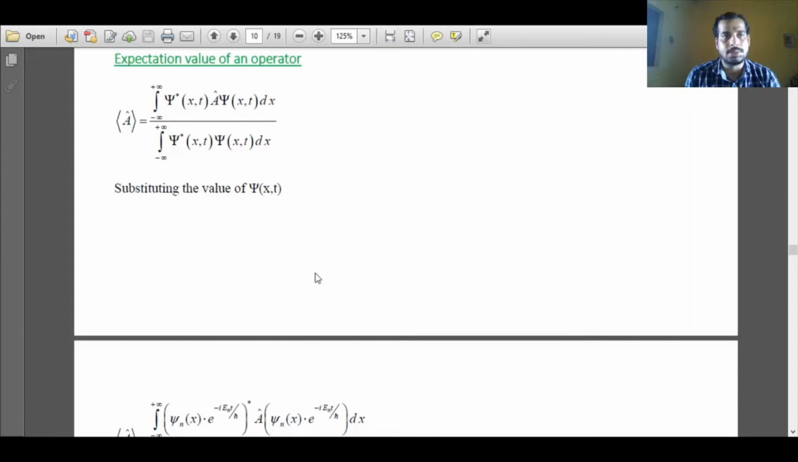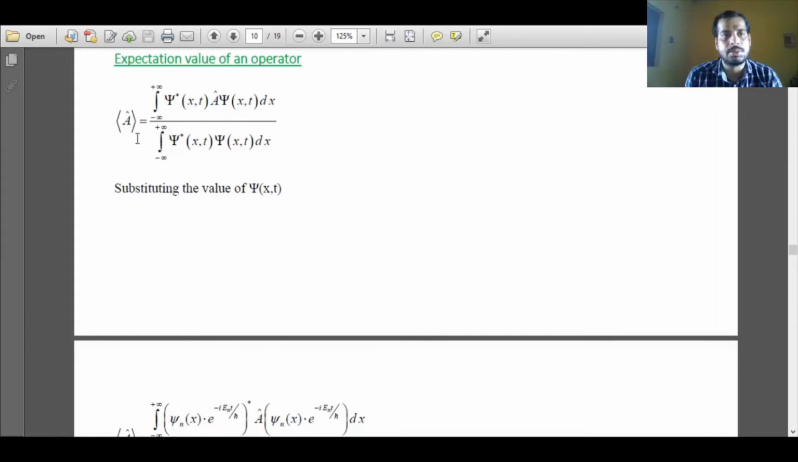So the expression for the expected value that we studied in the postulates of quantum mechanics is the expected value of an observable A. Suppose the operator corresponding to the observable A is A. So the expression is the integral of psi star, A acting on psi, the wave function, dx, over the integral of psi star psi dx. If the states or the wave functions are normalized, the denominator will be equal to 1, because it is essentially the normalization condition.